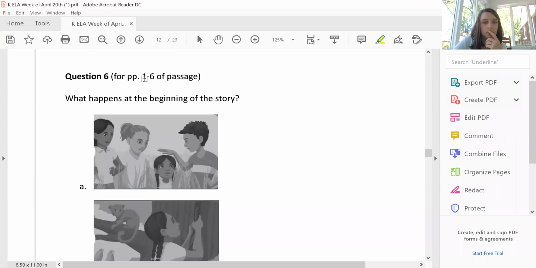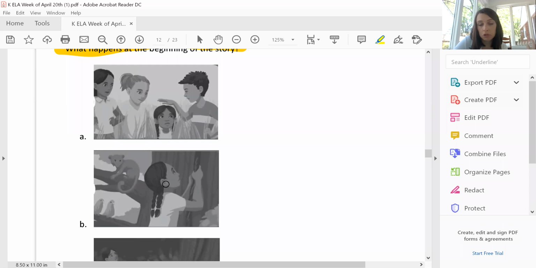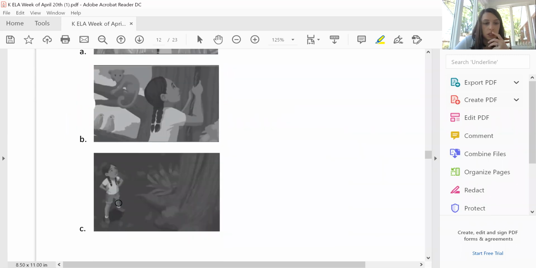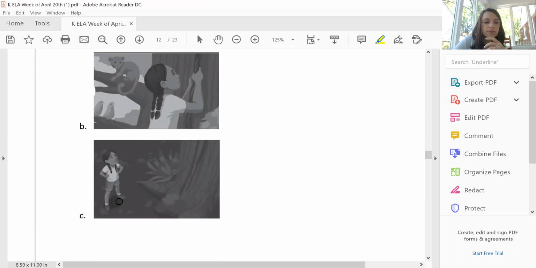All right, this one is from all of the questions. We're going to look back. What happens at the beginning of the story? So look at the pictures. A, they make fun of her for being short. B, she climbs the vine. Or C, she thinks about climbing the tree. So what happens at first in the story, at the very beginning? Look back at your packet, find page 1.